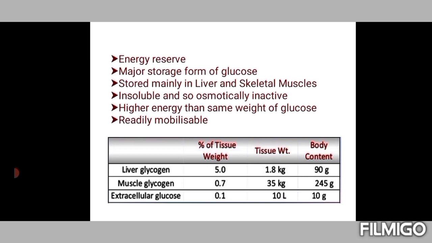Now, there is a comparison chart here of liver and muscle glycogen. Liver concentrates glycogen, because we can see here 5% is the liver tissue's glycogen, whereas in muscle it's just 0.7% only. But obviously muscle mass is greater than the weight of liver, and as a result, liver stores 90 grams of glycogen, whereas muscle can store up to 245 grams of glycogen.